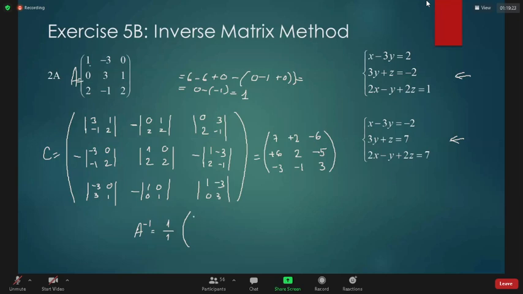And then we have the transpose: 7, 2, minus 6, but in the column instead of row. 6, 2, minus 5 in the second column instead of second row. And minus 3, minus 1, 3 in the third column instead of row.